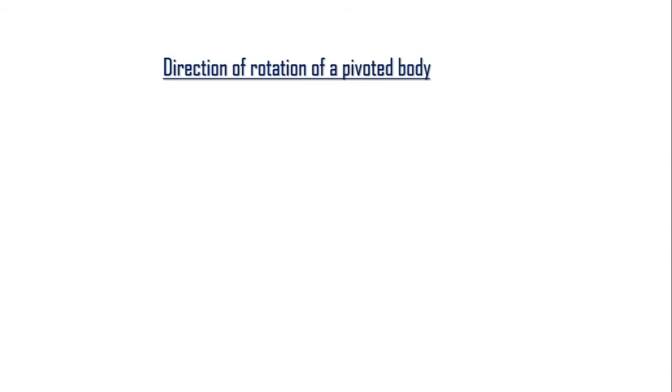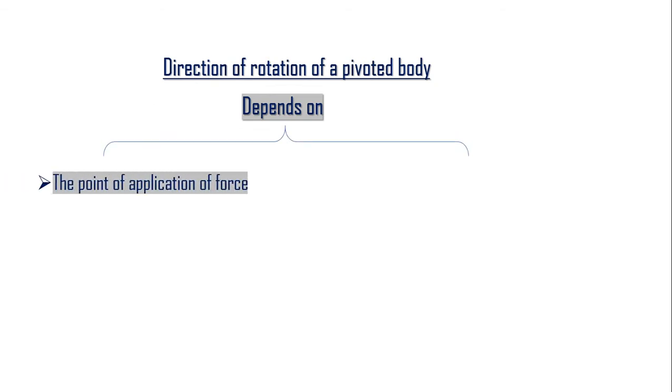All right. Now, after the motion, we'll discuss the direction of rotation of a pivoted body. So what will be the direction of the pivoted body, or on what factors does it depend? There are two factors on which it depends. One is the point of application of force, where you are applying the force, and the second one is the direction of force, in which direction the force has been applied.